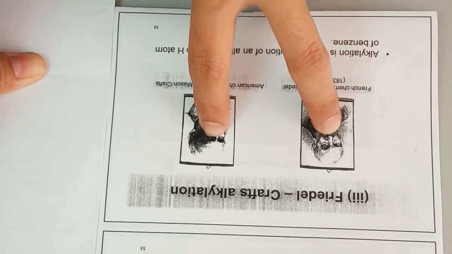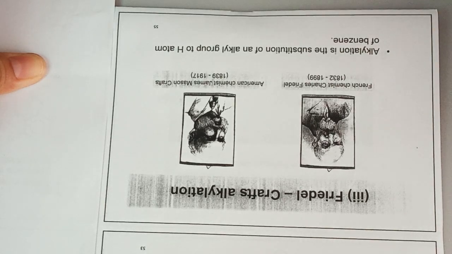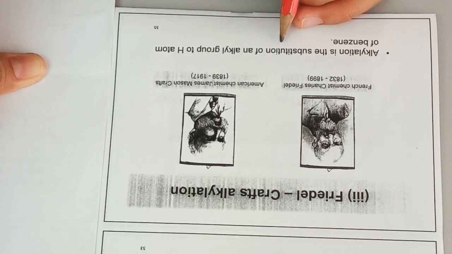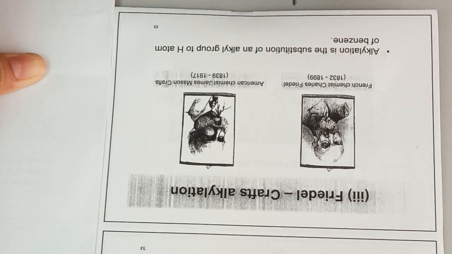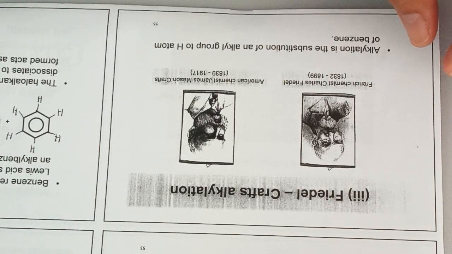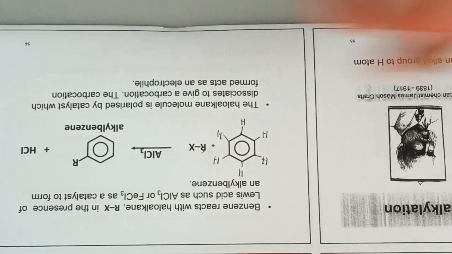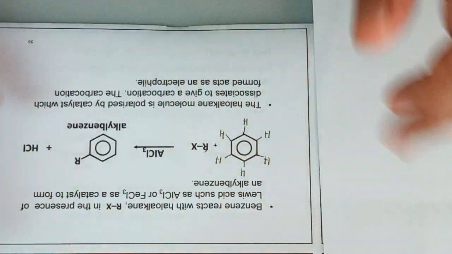So today we will talk about the Friedel-Crafts alkylation, the third reaction in benzene. Basically, these two chemists proposed this Friedel-Crafts alkylation. We can say that alkylation is the substitution of an alkyl group for a hydrogen atom of benzene. If we look at this example, I'm sorry for the video keeps moving.